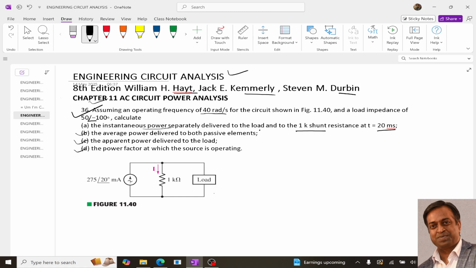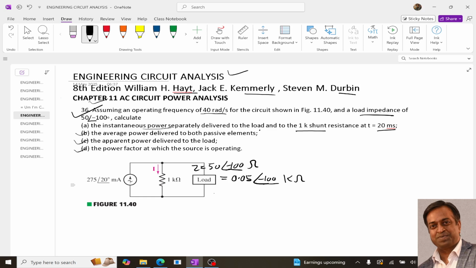Here the load is given as Z equals 50 angle minus 100, and this is impedance, so it is in ohms, right? Or we can convert this into kilo ohms. So our load is 0.05 angle minus 100 kilo ohm.